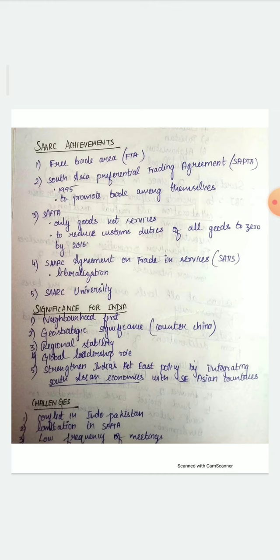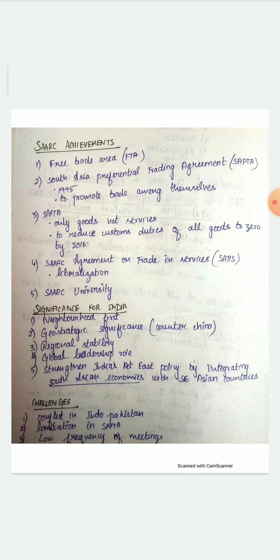Second is the South Asia Preferential Trade Agreement, in short called SAPTA. It was established and brought into force in the year 1995, that is 10 years after the establishment of this SAARC grouping.